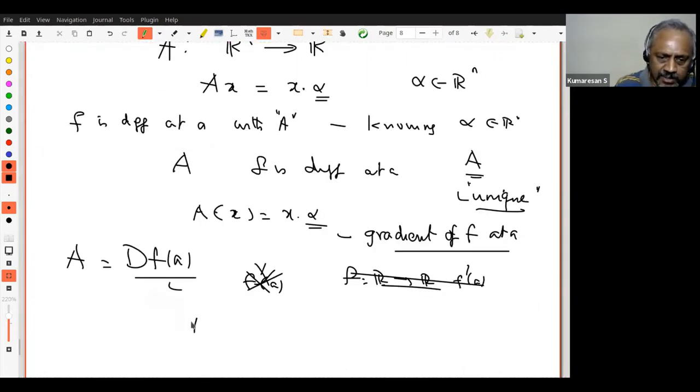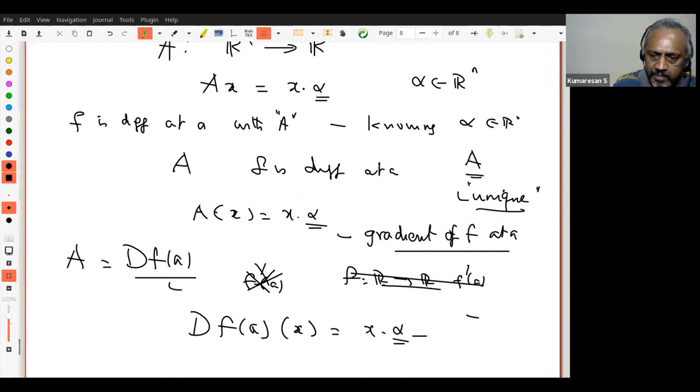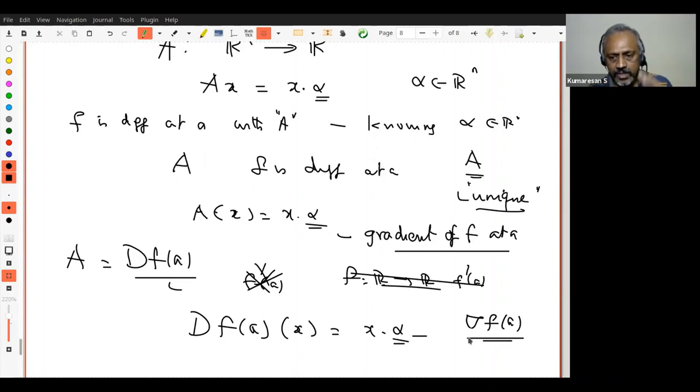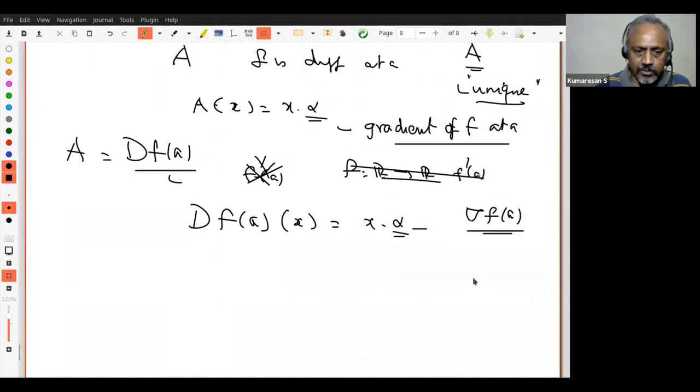Therefore, what we know is that the derivative of f at a, acting on any vector x, is x dot alpha. This vector alpha is called the gradient of f at a. So notice that I do not define the gradient of f unless f is differentiable. That's the first point you should know, because I am going to derive an explicit expression for the gradient. This is a vector, right?